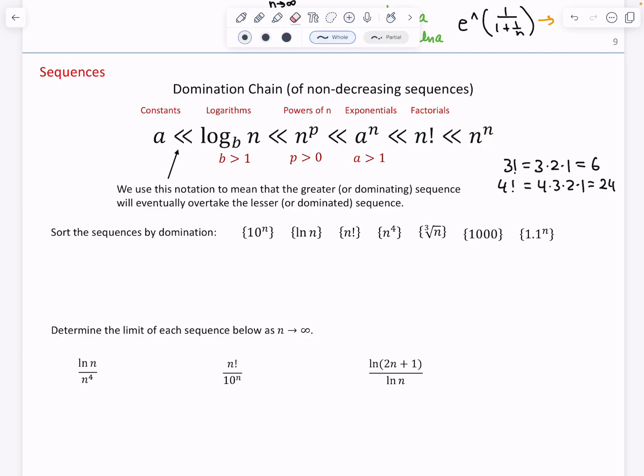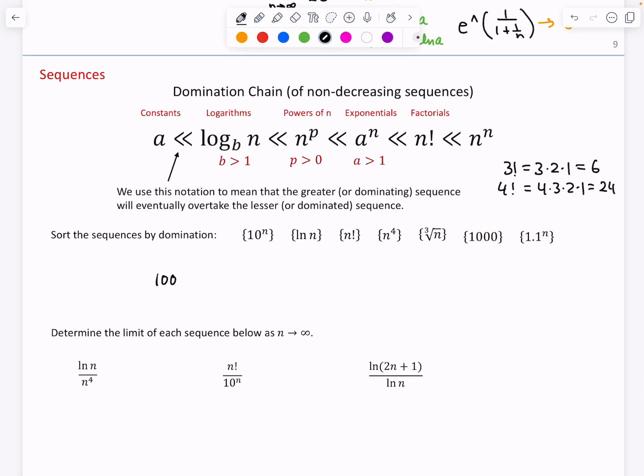Now sort the sequences by domination. There are 7 sequences here. Constants will be on the low end of the domination chain. So here's a constant 1000, and I'll leave off the curly brackets. So 1000 will be at the bottom of our domination chain. Next will come logarithms. So that will come next in our list, natural log of n.